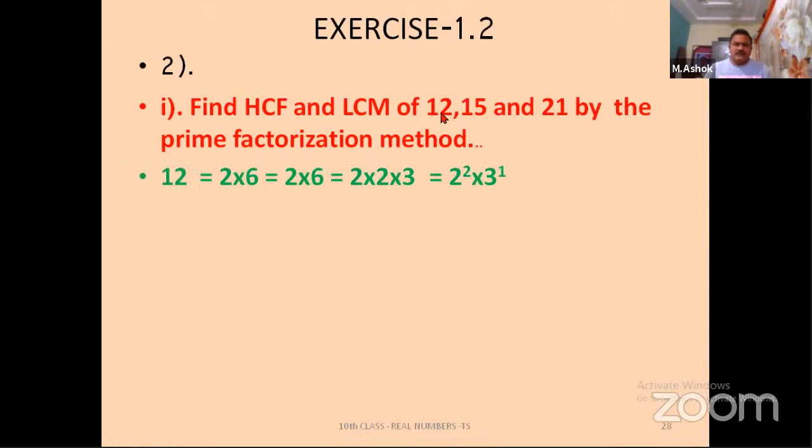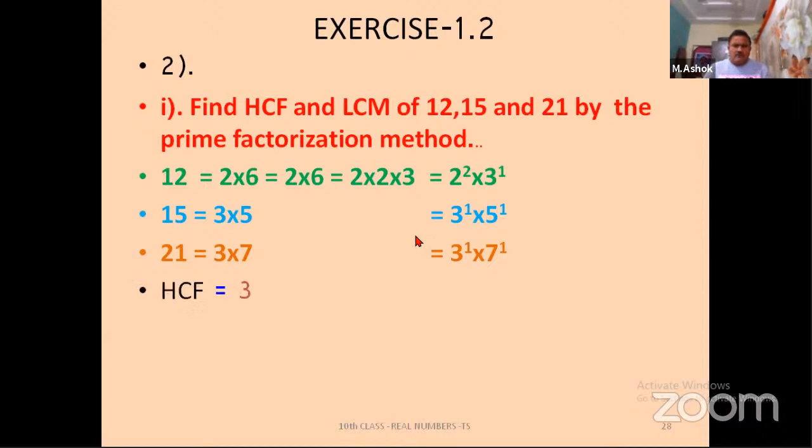So first step is, you have to write the prime factors of 12. So 2 into 6, again 2 into 2 into 3. So finally 12 is equal to 2 square into 3 to the power of 1. Next 15. So 3 into 5. So both are primes. So its prime factorization is 3 to the power of 1 and 5 to the power of 1. Now 21 is equal to 3 into 7. So these two are primes. So 3 to the power of 1 and 7 to the power of 1. So first step is over.